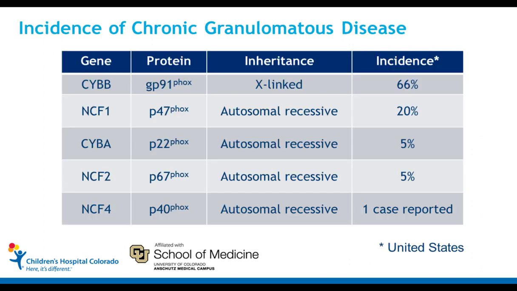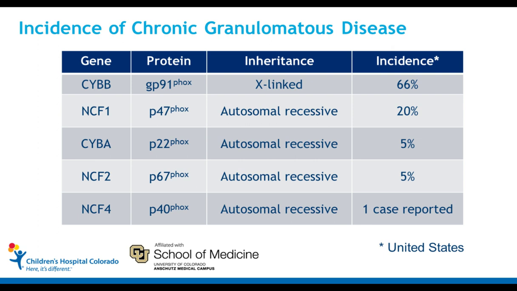So mutations in any of these proteins can lead to chronic granulomatous disease, and the incidence is shown in this table. The GP91 FOX, or the major subunit in the membrane that's encoded by the gene CYBB, is inherited through an X-linked mechanism, and mutations in this gene account for about 2/3 of the incidence of chronic granulomatous disease that is seen in the United States.